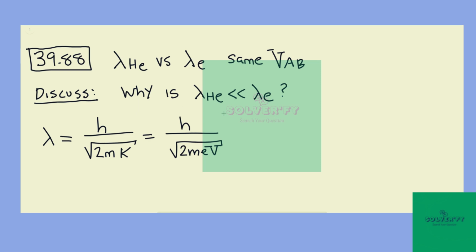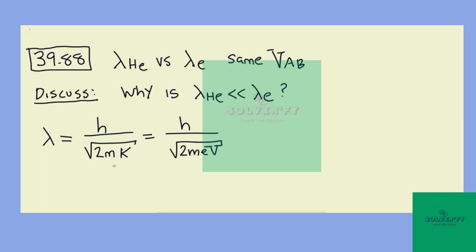Sure, the amount of net charge also matters. The helium atom will have a larger net charge because it has a couple more charges than one electron, but the mass difference is really what's going to make the difference here.